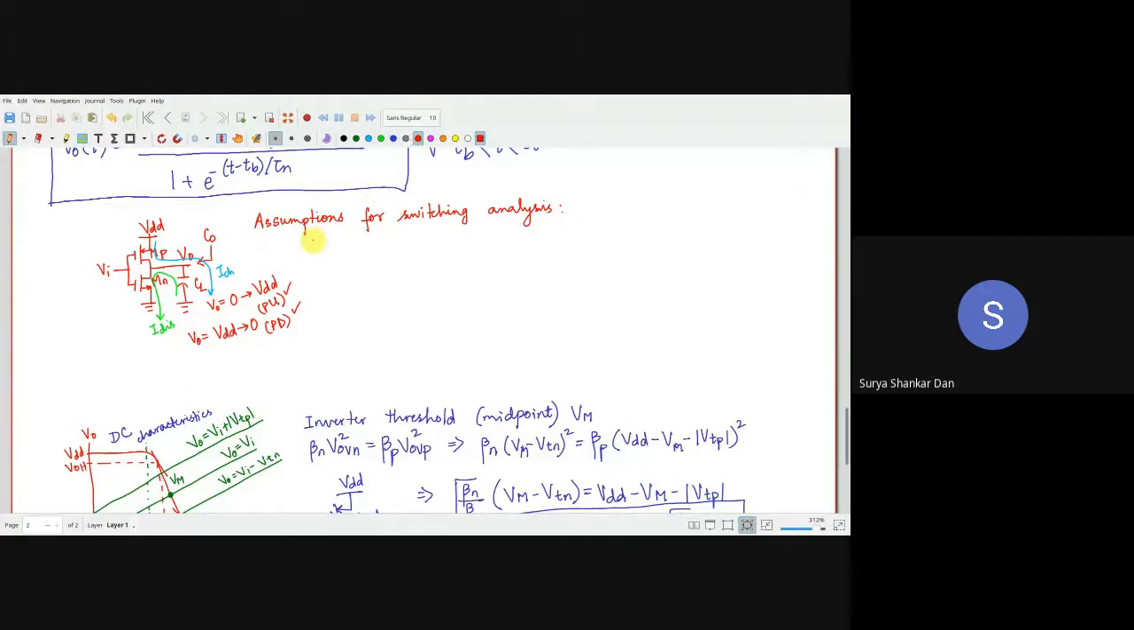What is the assumption with respect to VI? This is very important. This gives rise to a very, very important topic, which will probably be the first question in everyone's VLSI industry interviews. What will be the condition for VI?